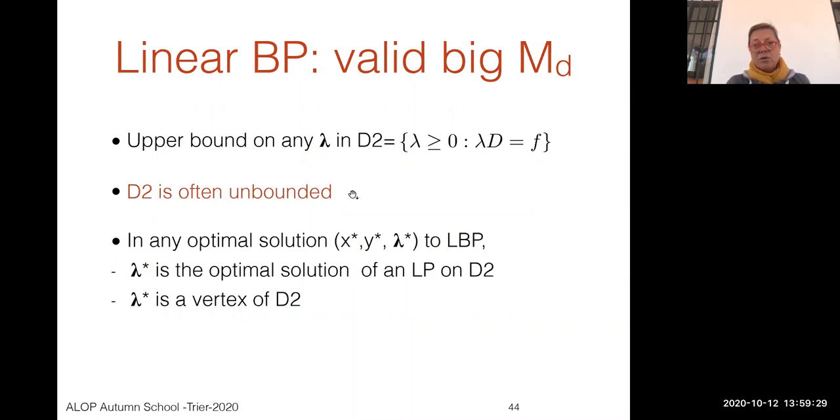this region is unbounded. Because you might think, oh, but this is easy. This is just a polyhedron. And to find an upper bound on lambda, I can maximize any objective function on this polyhedron, and I get the big M. So far, so good? No. It does not work, because if D2 is unbounded and if you didn't choose your objective function well, you simply go to infinity. This doesn't tell you anything.